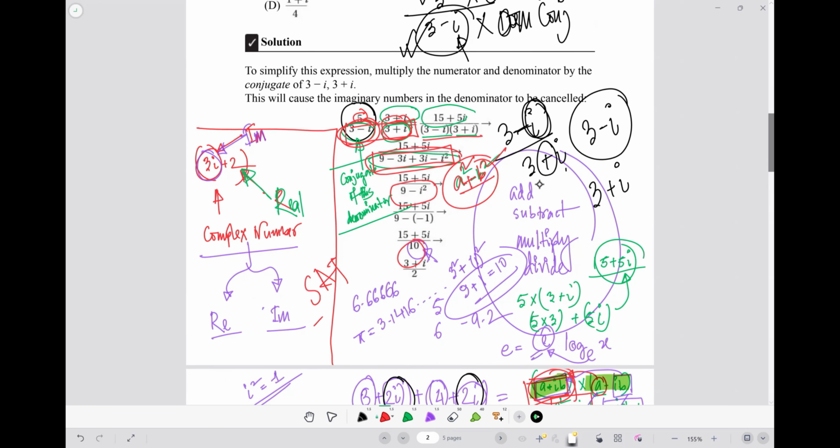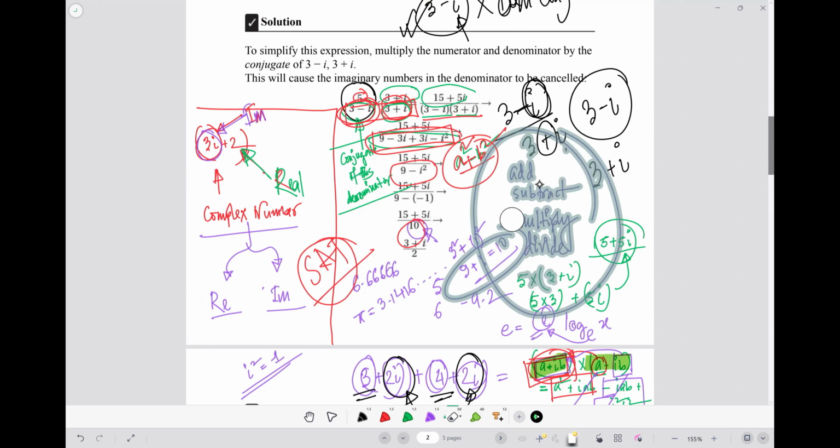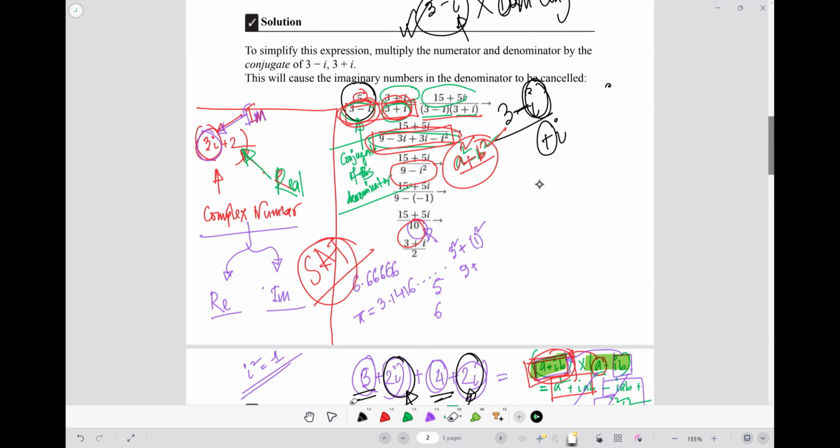Whenever you're multiplying two complex conjugate numbers to each other, what do you get, basically?